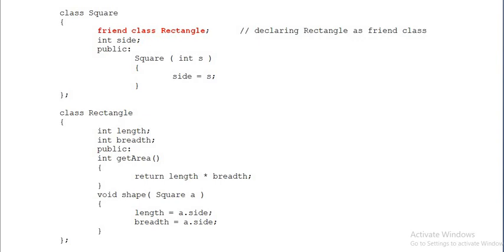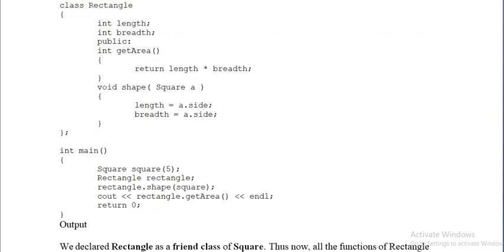Anything can be accessible only with the help of an object. That's the reason why square A here. A is your object. A dot side, A dot side. Look at the main program. We have one object for square class and we have an object for rectangle class. No confusion regarding the objects.